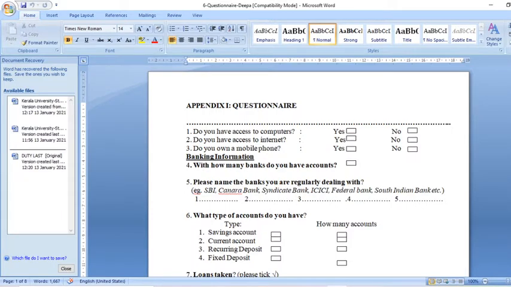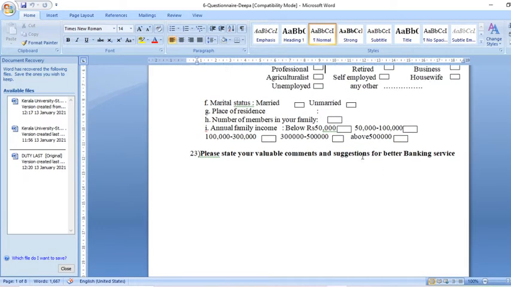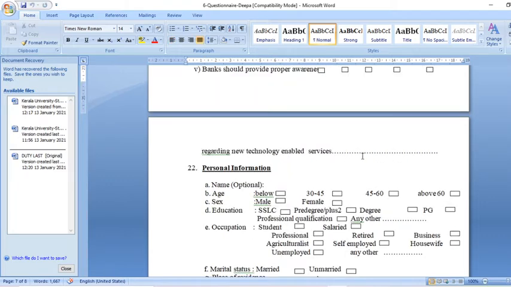I will show you in the questionnaire. At the last you can see there are plenty of questions available. Here, sex is given. This is a nominal scale. Age is given, so there is an order preference, so that is ordinal scale. Education is also ordinal scale because it has some order. SSLC is lower than pre-degree, that is lower than degree, lower than PG, etc. So there is an order.